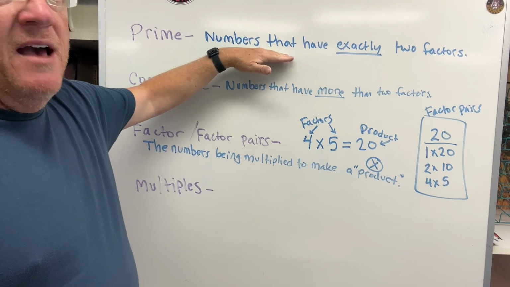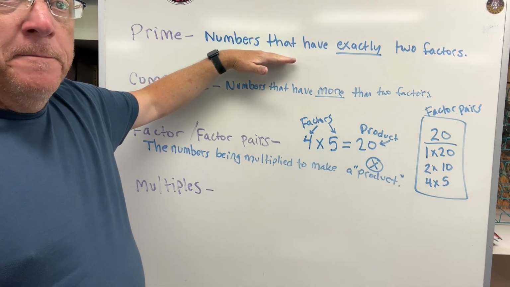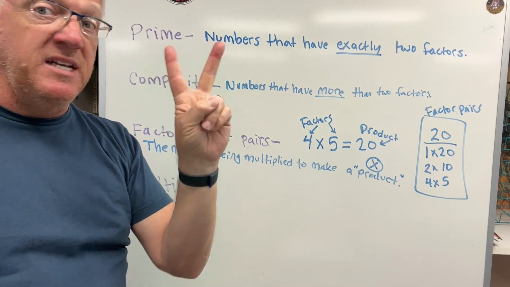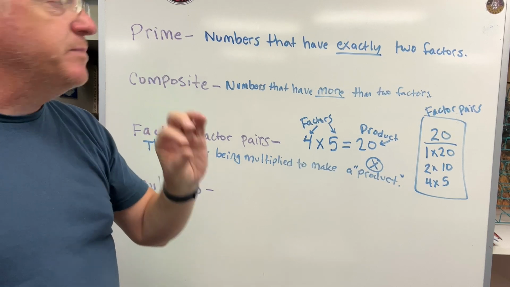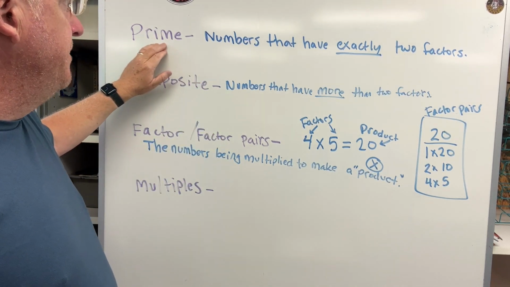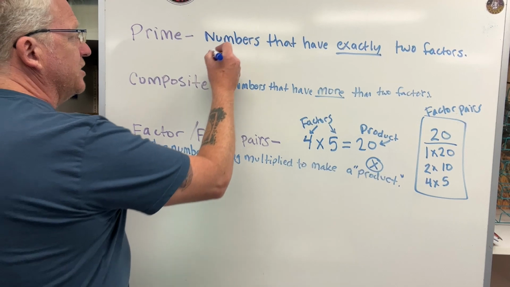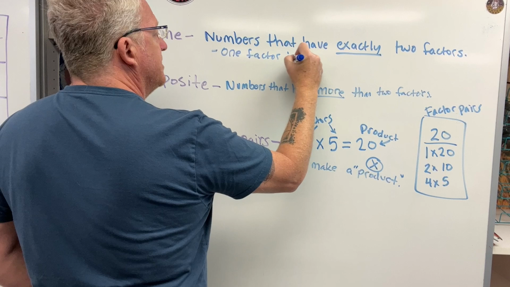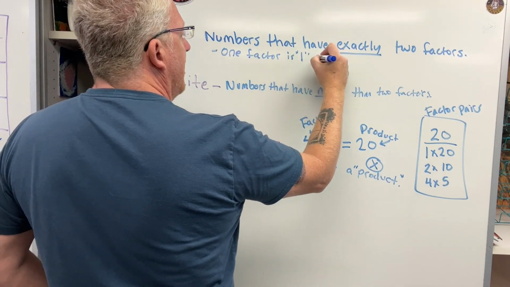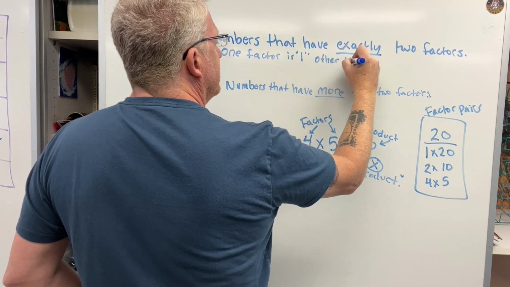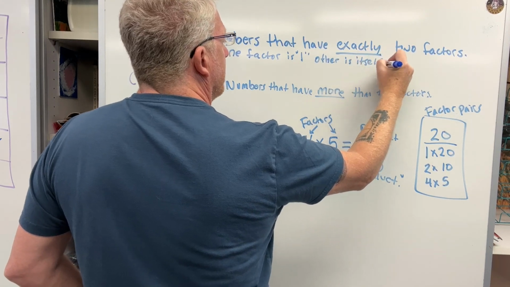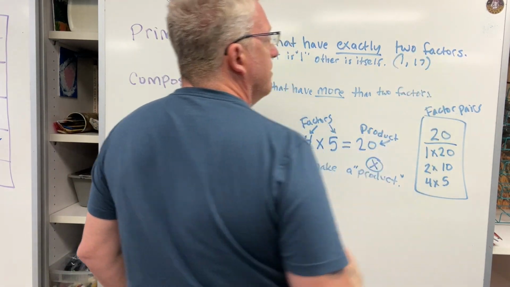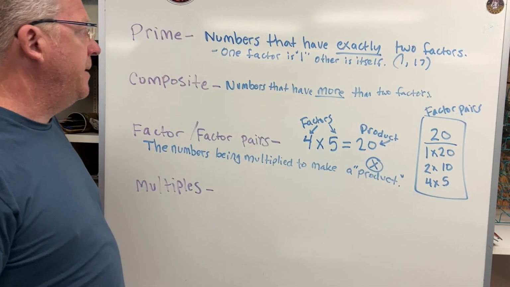like 5 or 7 or 13 or 17, right? Only have 2 factors. 1 times 17 is 17. That's the only way to multiply to get 17, by multiplying 1 and 17. So to keep in mind, one factor is 1. Other factor is itself, right? So for 17, 1 and 17 are the only factor pairs for 17, all right?